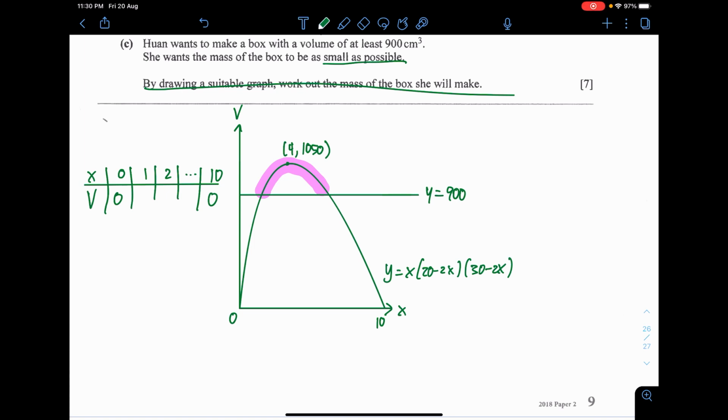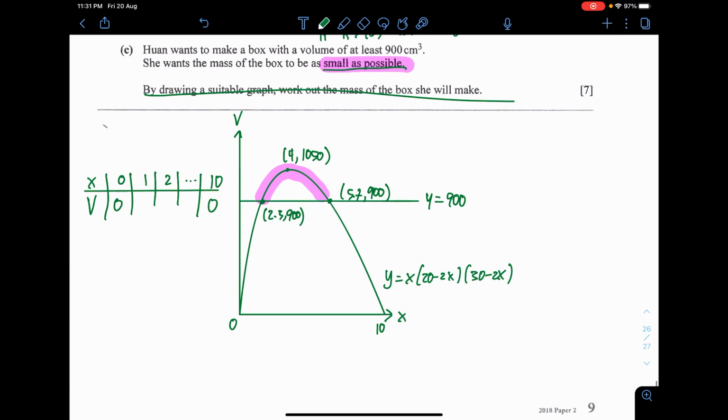Now I have two coordinates here, which I think is also quite important. Somewhere around 2.3, 900, and then over here, which is 5.7, 900. So apparently we can take any area that I put in the highlighter, the pink color. But one last thing, they want to have the mass to be as small as possible. So is there any specific location that can help me to find out where the mass of the box is the smallest?